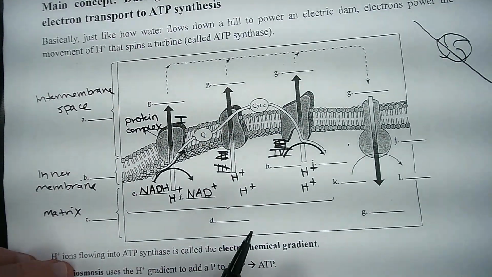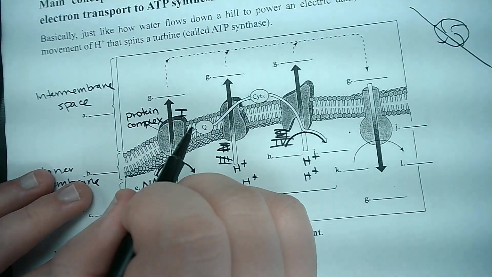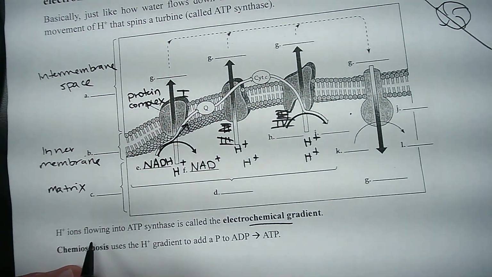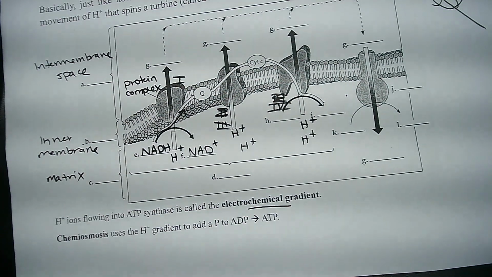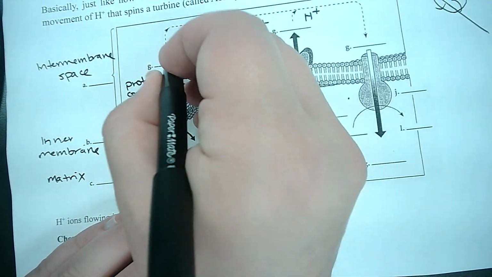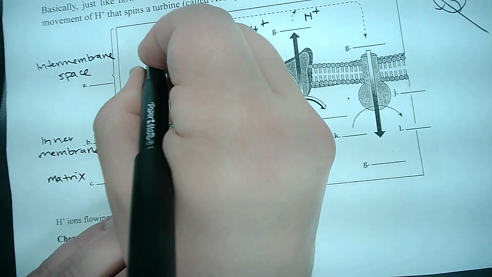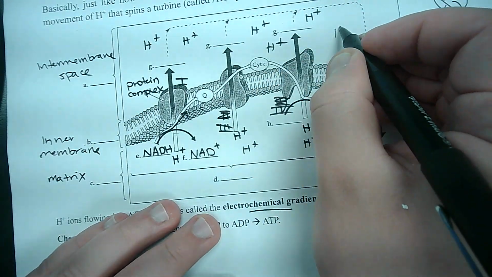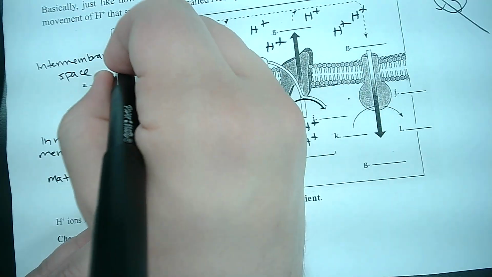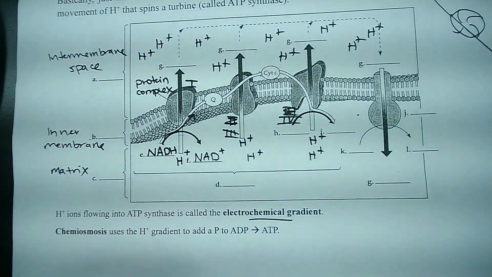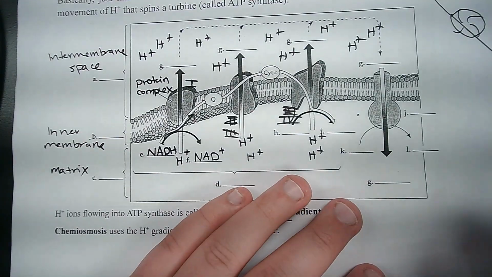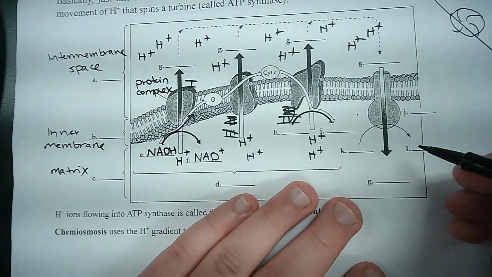Okay, so now we're going to start to build up a gradient. It's called an electrochemical gradient. As the H plus ions become way more concentrated at the top, in the intermembrane space, they need somewhere to go from high to low concentration. They flow into what we call ATP synthase.